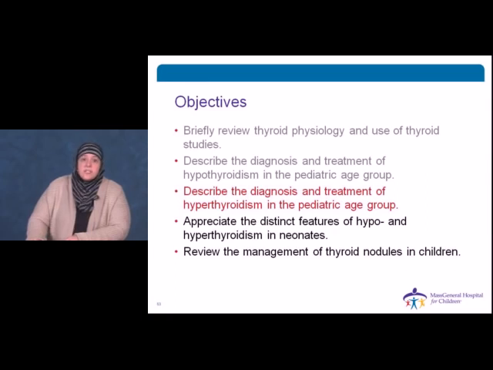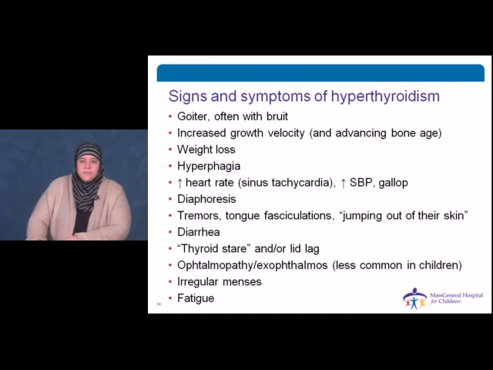So let's move on to the diagnosis and treatment of hyperthyroidism in the pediatric age group. The signs and symptoms of hyperthyroidism typically start with goiter. And if you listen with a stethoscope on the goiter, you often hear a bruit because of increased vascularity. In addition, children may have increased growth velocity and advancing bone age.